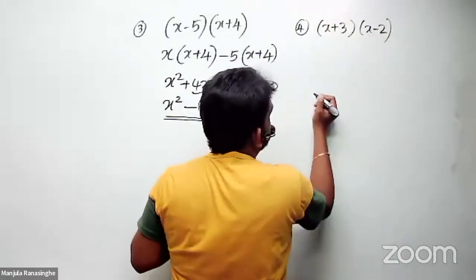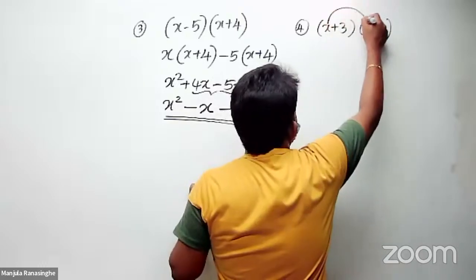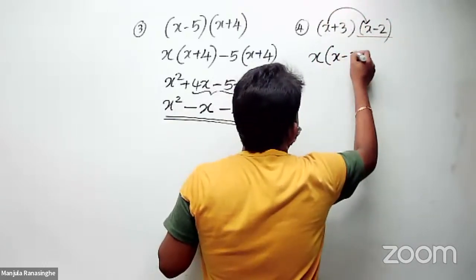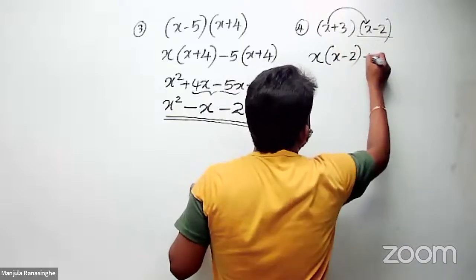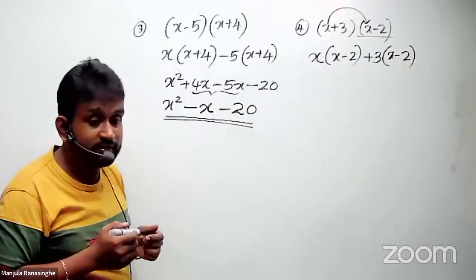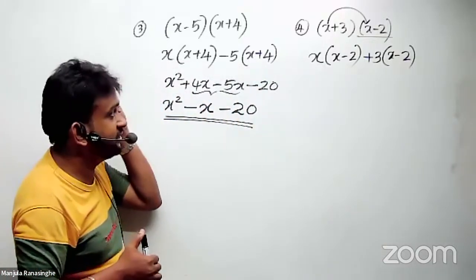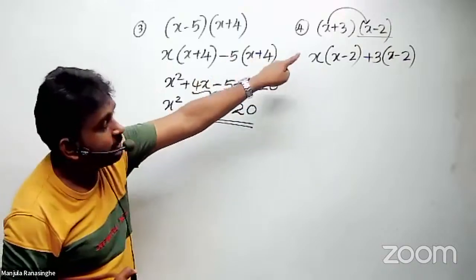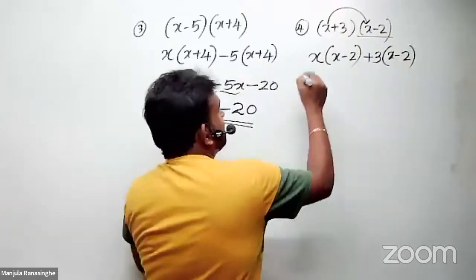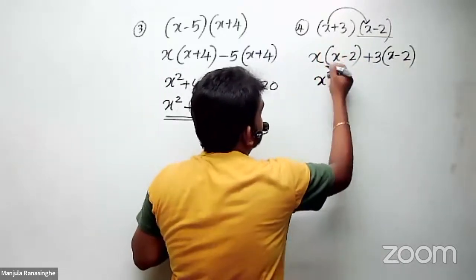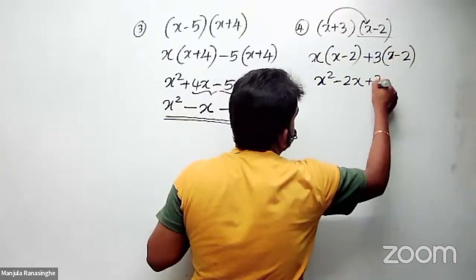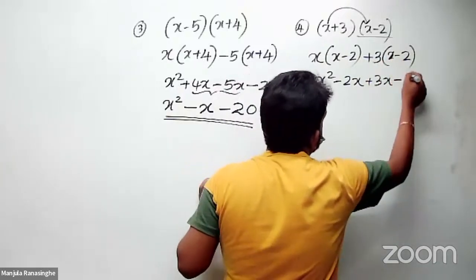x plus 3 into x minus 2. So we multiply by x minus 2, then plus 3 multiplied by x minus 2. x multiplies with x minus 2, as well as plus 3 multiplies with x minus 2. Now see, x into x, what is the answer? x squared, minus 2 into x minus 2x, plus 3 into x plus 3x, minus 3 into 2 minus 6.